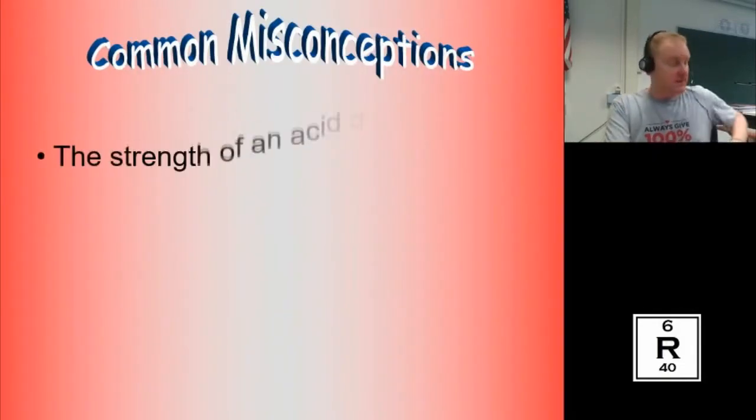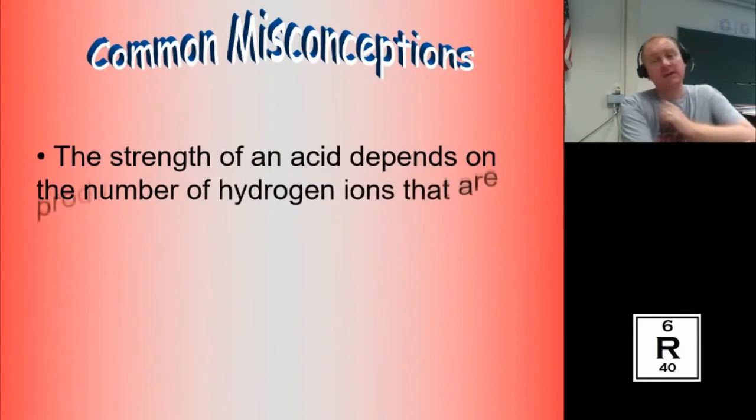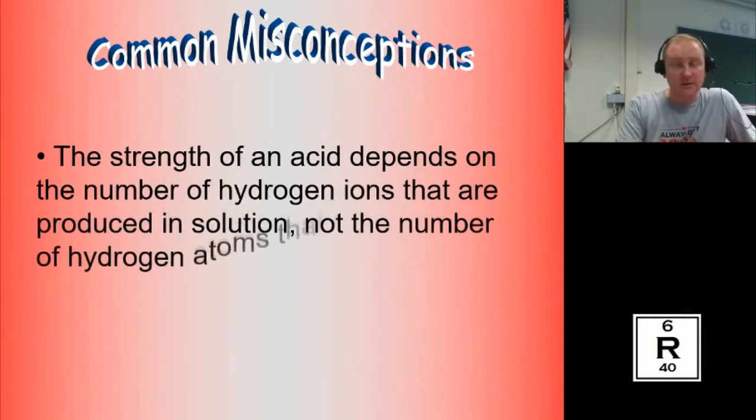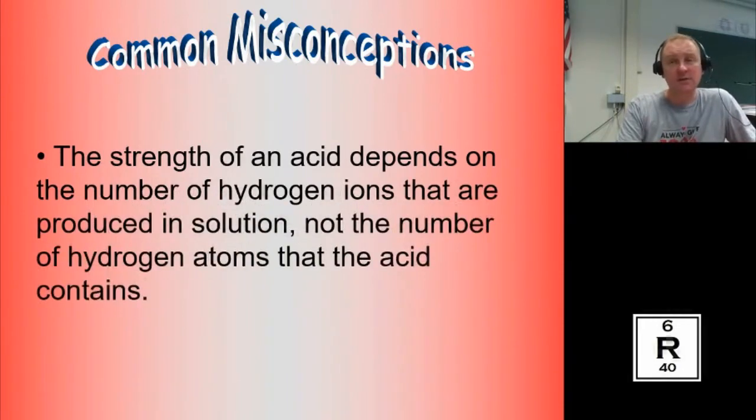So there's some misconceptions I want to go over, and I'm just going over this because, asking questions over the years with chemistry, these questions are missed so often. I ask questions to see if people understand the concepts, and these things are just missed so often. I'm just going to tell you the answers straight up on what the most common misconceptions are with acids and bases. And the first one is, the strength of an acid depends on the number of hydrogen ions that are produced in solution, not the number of hydrogen ions that the acid contains.